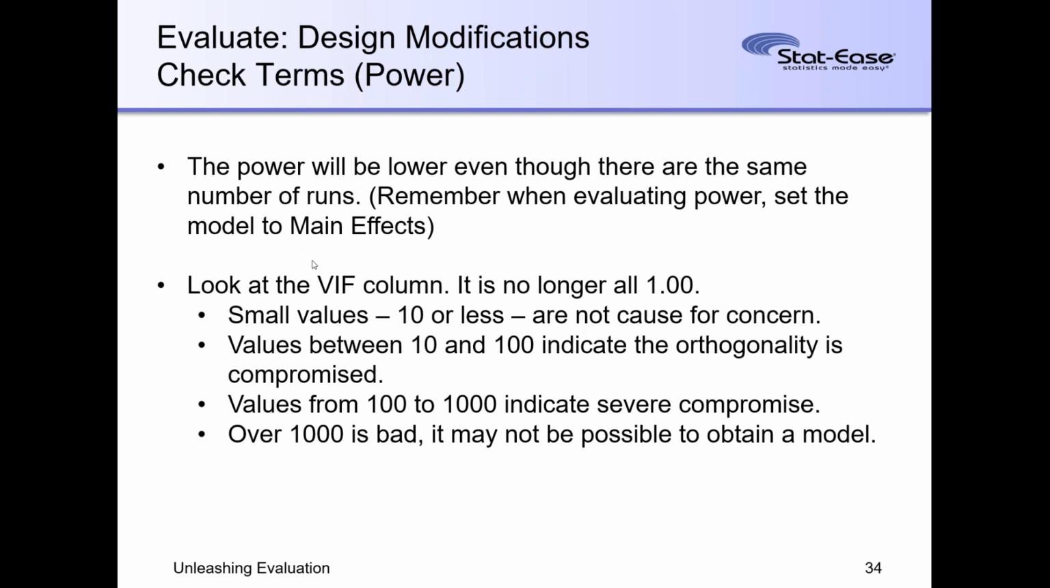When you look at the VIF column, it's no longer all 1.0, which is the ideal. However, small values that are 10 or less are not a cause for concern. Values between 10 and 100 indicate your orthogonality is compromised. Values from 100 to 1,000 indicate severe compromise, and over 1,000 is bad. It might not even be possible to obtain a model.